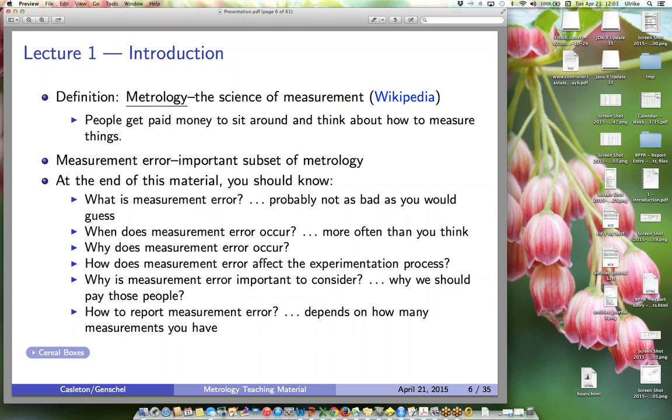We also talk about how this material focuses on measurement error, which is just a subset of metrology, but there is more to metrology than just measurement error. And then we list the learning objectives for the whole set of material as a simple set of questions that can be returned to later.